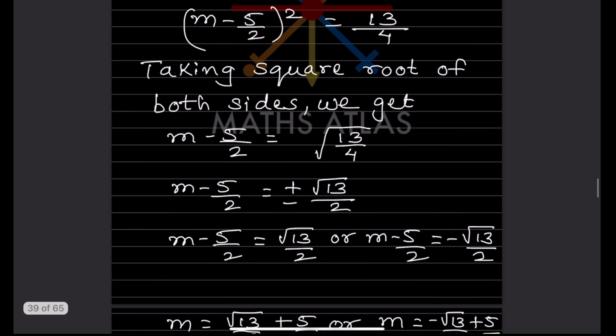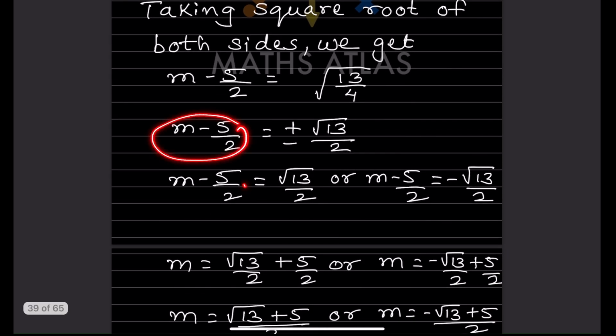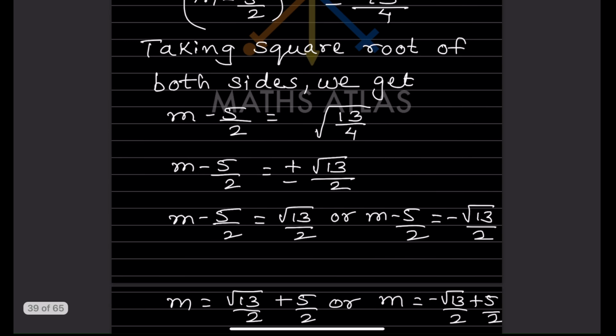First let us keep it as it is, but then 4 is a perfect square. So what can we do? We can write here plus or minus root of 13 divided by 2. So here what will you write? m minus 5 by 2. We can write plus or minus, because we are taking the square root. So that will be plus or minus root 13 by 4. And 13 is not a perfect square, so you will keep it in the root, and this is going to be 2.